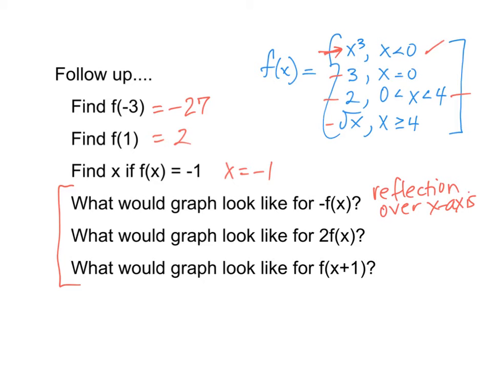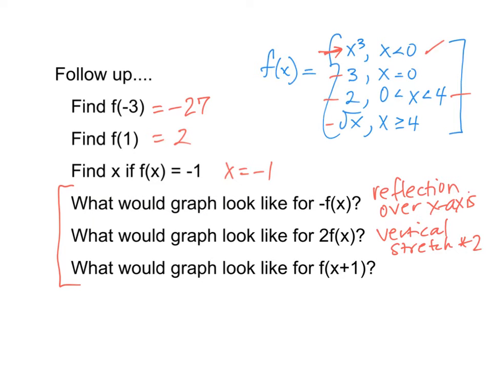The next one, similar to the first one, you're just multiplying all the outputs by 2. So this is a vertical stretch times 2. So you would have 2x cubed, 2 times 3 is 6, 2 times 2 is 4, and 2 times the square root of x.